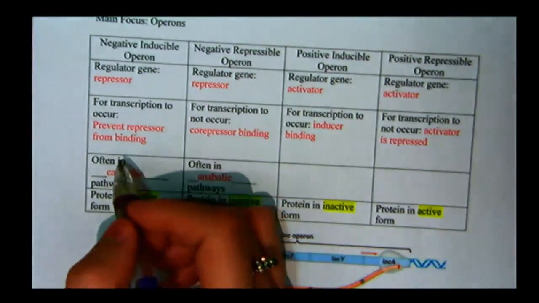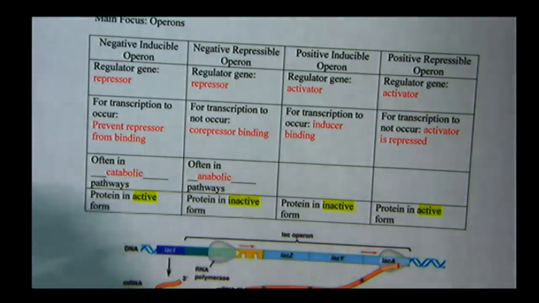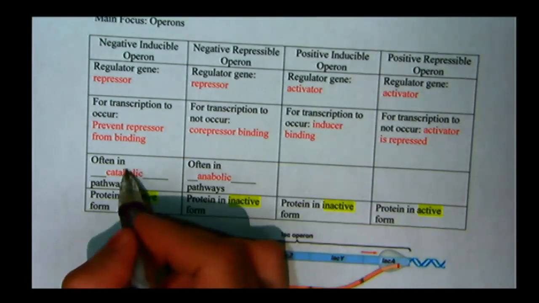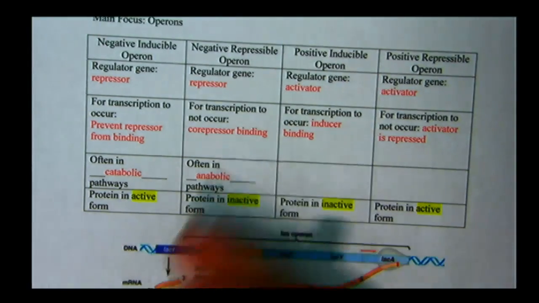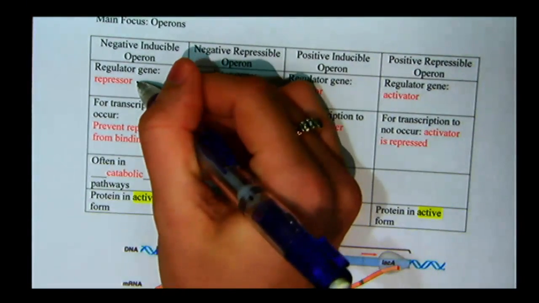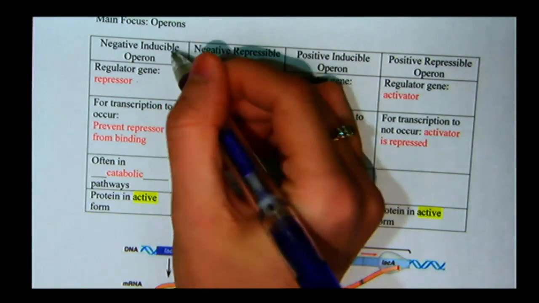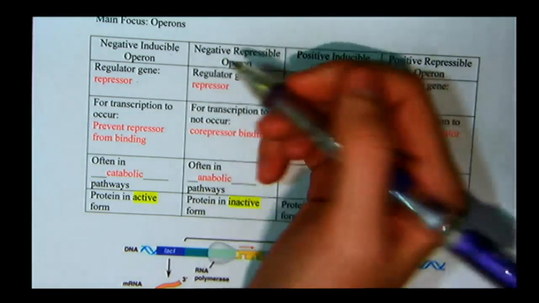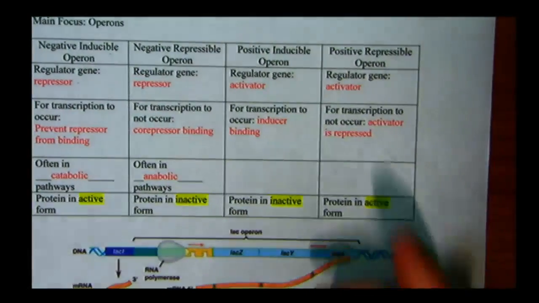When a negative repressible operon, you have this negative again, so you're coding for a repressor. Repressible operons are usually on, so this repressor must usually be in an inactive form, or else transcription would usually be off. And it's usually involved in anabolic pathways. So definitely know which ones are involved, catabolic, anabolic.